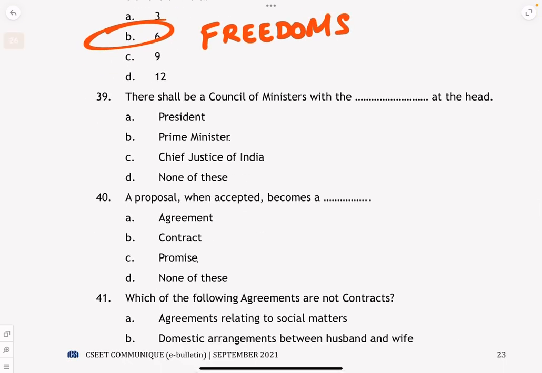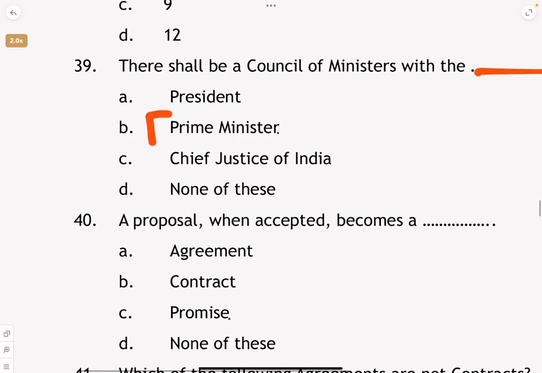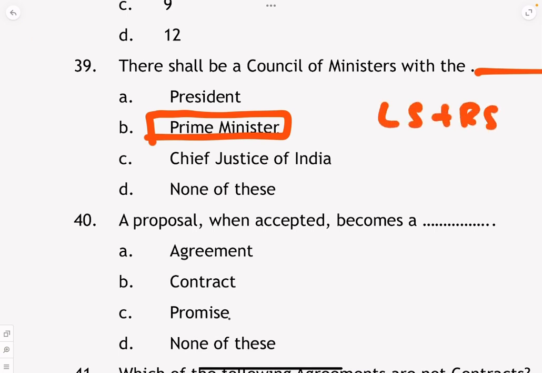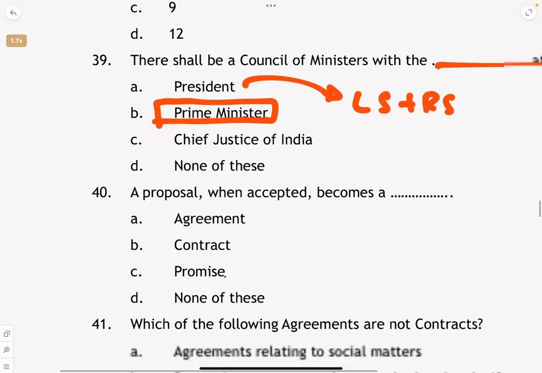There shall be Council of Ministers with the dash at the head. So for the Council of Ministers, obviously the head is Prime Minister. For Lok Sabha plus Rajya Sabha, the head is President. But for Council of Ministers, the Prime Minister is the head.